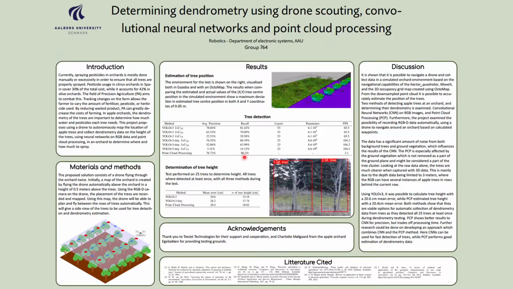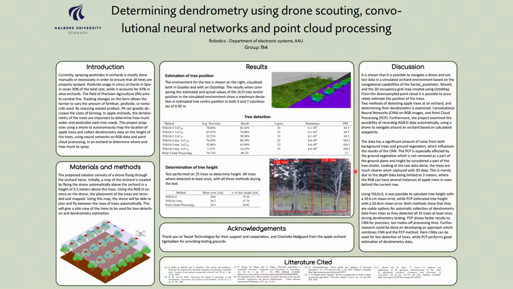After the detection of trees has been made, the height of the trees has to be determined. Here the methods of YOLOv3 and point cloud processing again proved to give the best results for determining the height of the trees. So here YOLOv3 had a mean error in the height estimation of 20.6 centimeters, while the point cloud processing had a mean error of 20.4 centimeters.